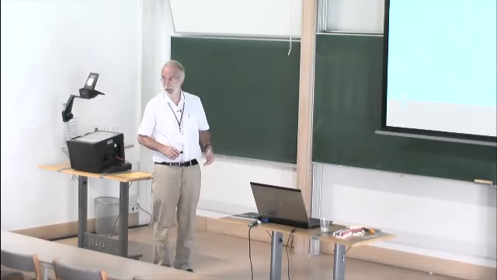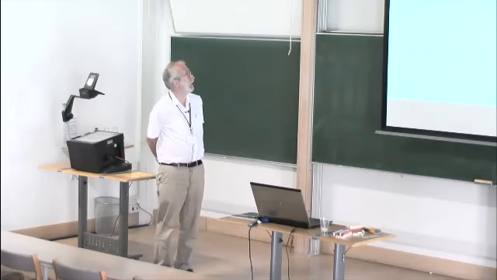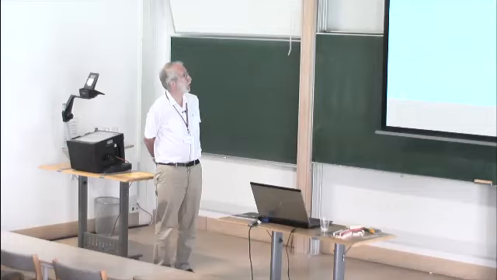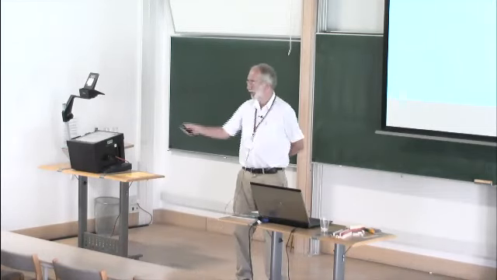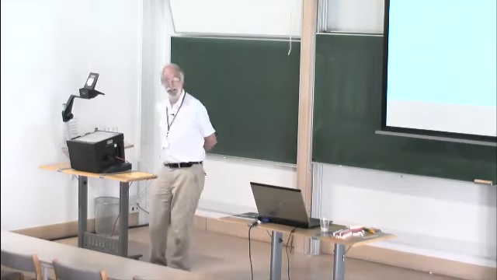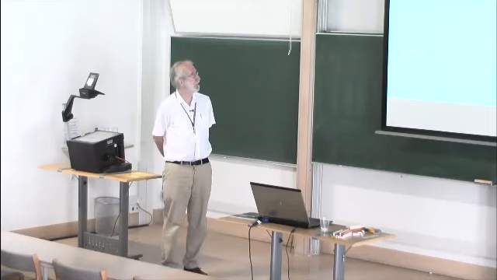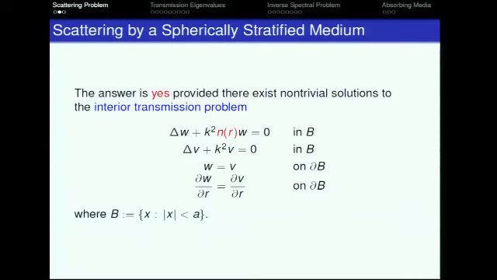And the problem, in the spherically stratified case, is very easy. The answer is yes, provided there exists a non-trivial solution to this interior transmission problem, which I write differently than John. You have two elliptic equations, here and here, and they're linked by the Cauchy data on the boundary. Here B is a ball of radius a. So do there exist situations where you get a non-trivial solution to that problem?